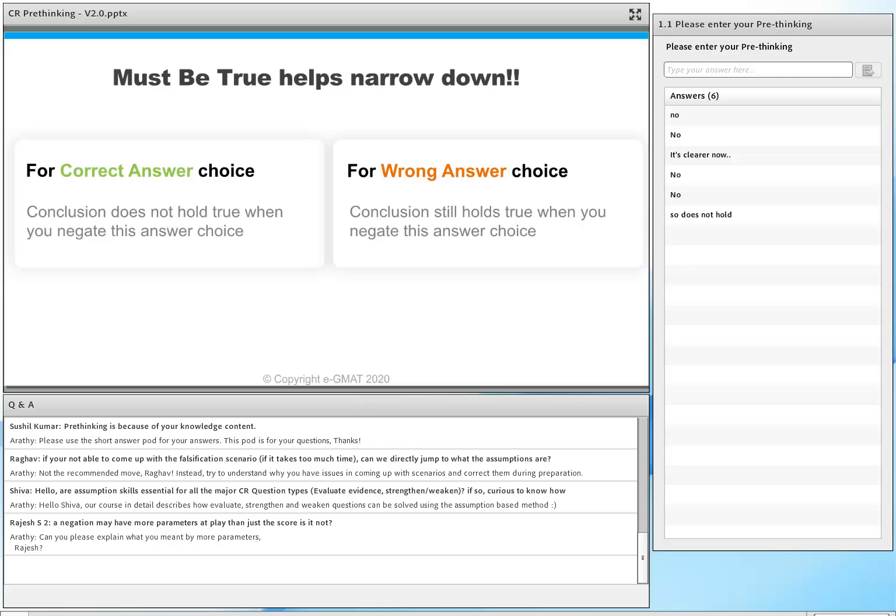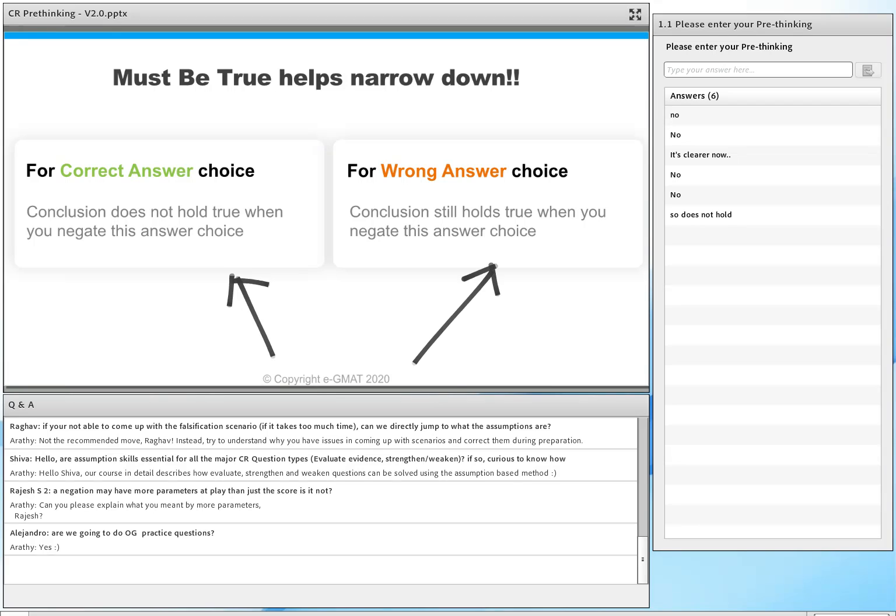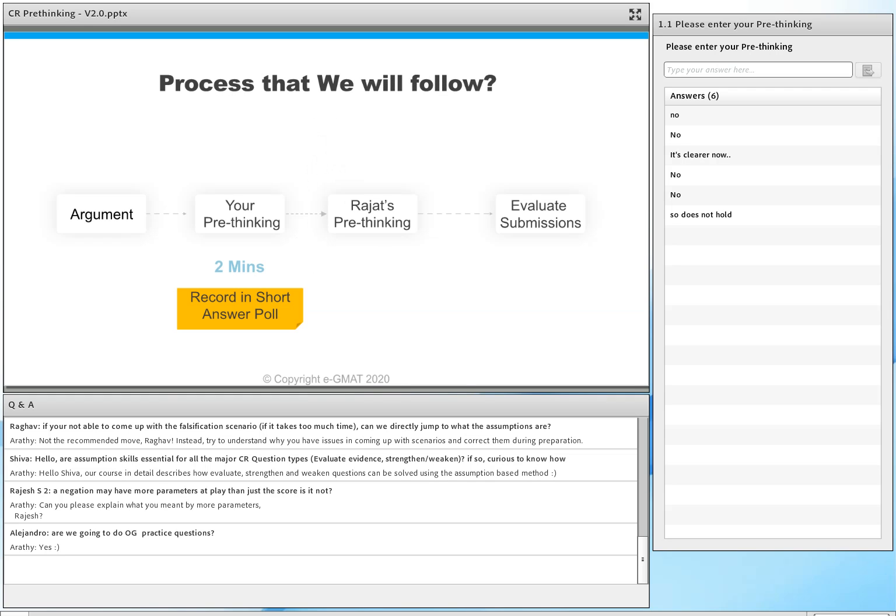Okay, but just the benefit of "must be true" is that it helps you narrow down. For the correct answer choice, the conclusion will break down. For the incorrect answer choice, the conclusion would not be impacted. It will continue to hold true. Okay, so again, here's what you're going to do. I'm going to give you a proper argument, a GMAT-like argument right now.